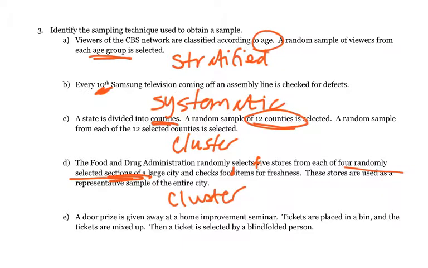A door prize is given away at a home improvement seminar. Tickets are placed in a bin and the tickets are mixed up. Then a ticket is selected by a blindfolded person. So this is an example of everybody has an equal chance. Everybody whose name is in the bin has an equal chance of being picked. And so this is random sampling. Random.